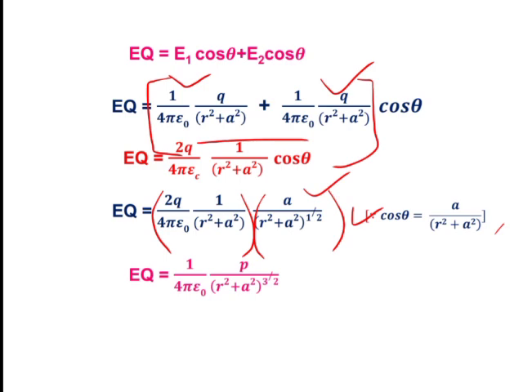EQ is equal to 1 by 4 pi epsilon naught P divided by R square plus A square raised to 3 by 2. Why like that? Why this P? Because 2Q into A is nothing but the dipole moment, so that is denoted by P. P is equal to Q into 2A.